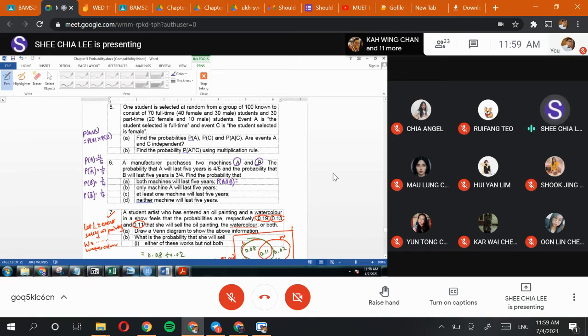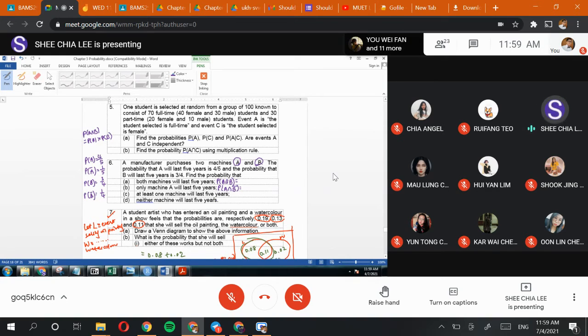If they say only machine A will last 5 years, I have two machines. If only A will last, what happened to the B? A will last or not? B will not, because they say only machine A will last. So if only machine A will last, meaning machine B doesn't last. Get it? Okay.